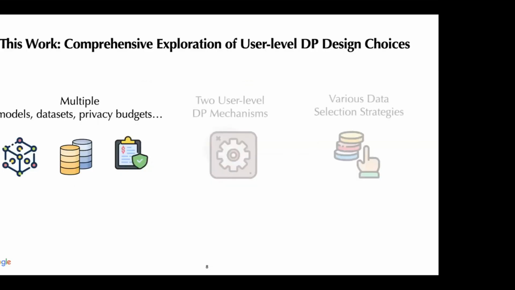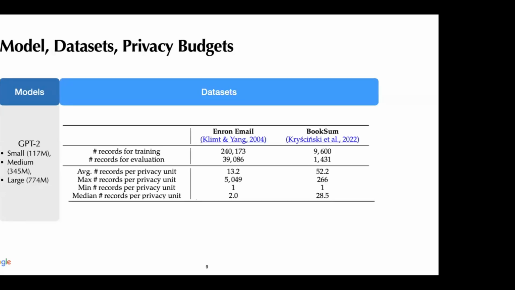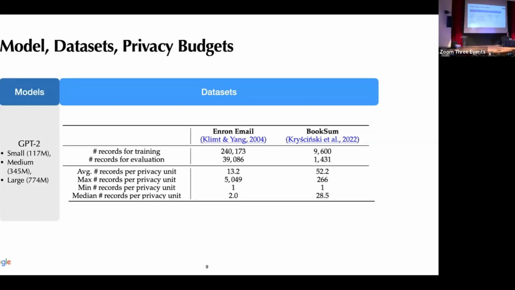So let's first walk through the choices of models, datasets, and privacy budgets we consider in this evaluation. The models we're considering are mainly the transformer family, GPT-2 of various sizes. The datasets we consider are emails and books datasets, which are of higher privacy concern. You will also see different dynamics in terms of the number of records that each user contributes. We also consider a wide range of privacy budgets, denoted as epsilon. The lower the epsilon is, the better privacy guarantee you have.